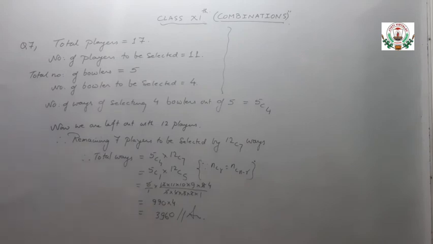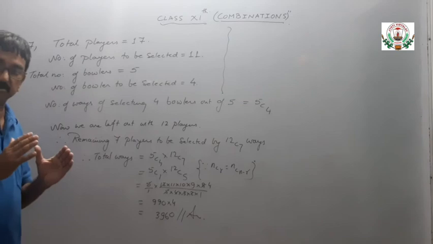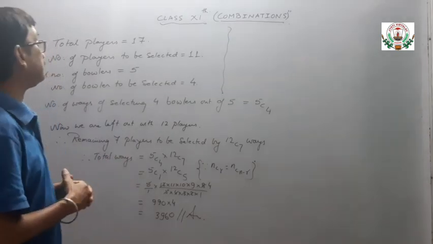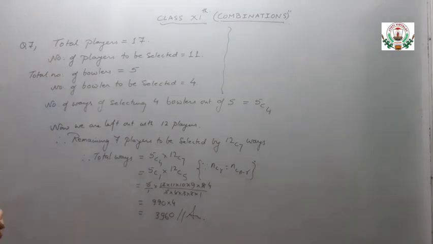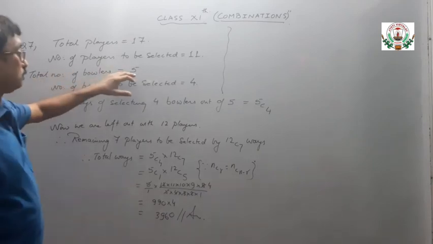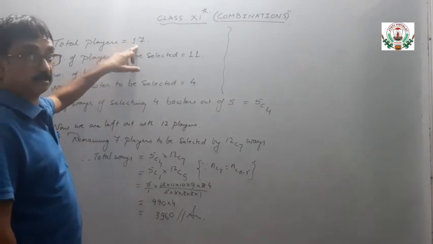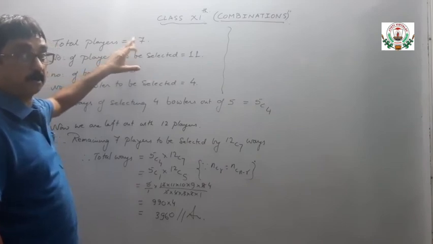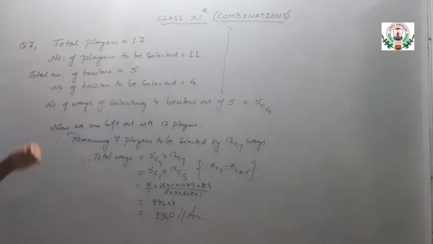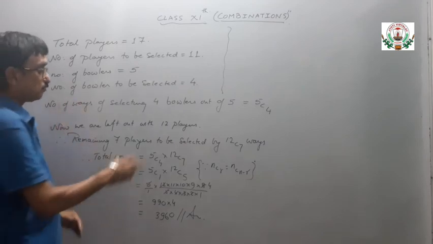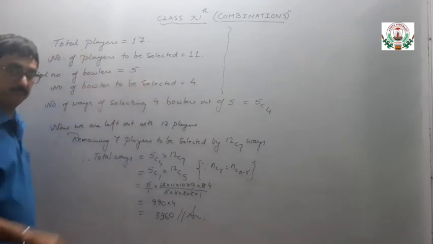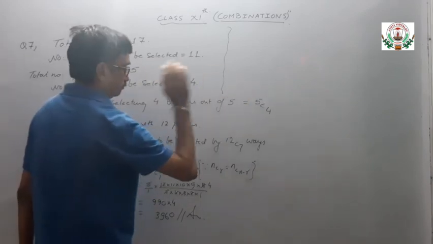Total players given to us is 17. The number of players to be selected will be 11. And the total number of bowlers included in this 17: in the 17, there are 5 bowlers, and we have to select 4 bowlers. So the number of ways of selecting 4 bowlers out of these 5 will be 5C4.